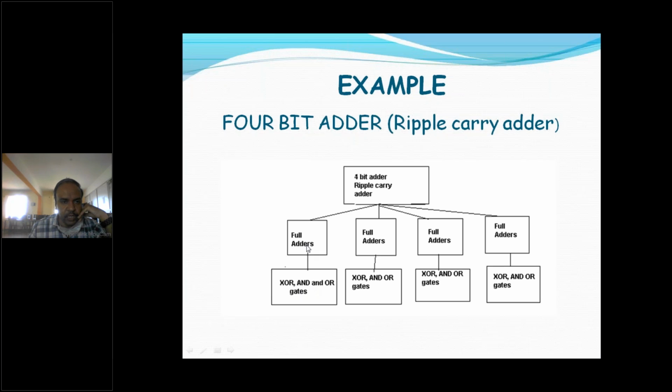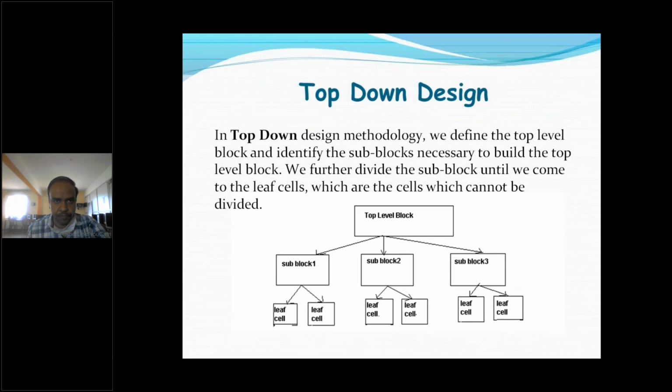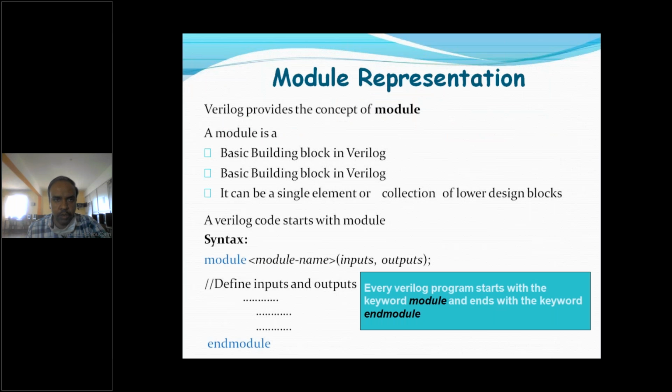So for each full adder, we require 1, 2, 3 gates. For the second full adder, again 3 gates. Third one, 3 gates. Then fourth one, 3 gates. So I can call it a top-down approach. Okay, or top-down design.